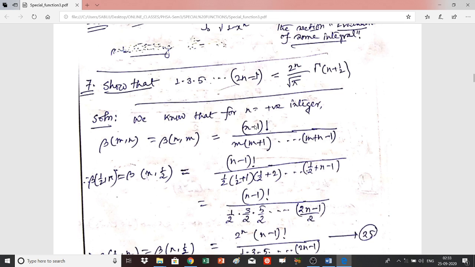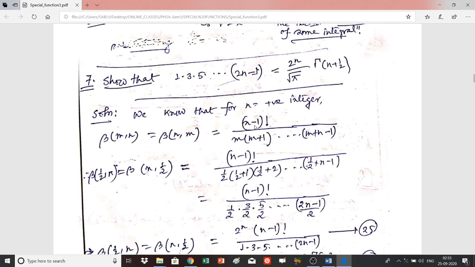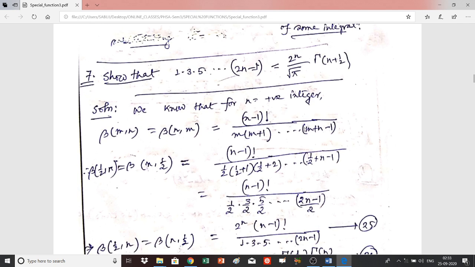It has been proved in our first lecture. So you have to go through the first lecture where it has been proved. Now in this case I have just adopted that result. So this is here, and now if we substitute m is equal to half, then from here you can get beta half and n, and you know that due to the symmetric property of beta function, that is nothing but beta n and half.